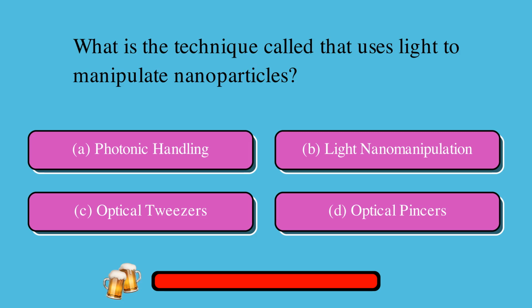What is the technique called that uses light to manipulate nanoparticles? A, photonic handling, or B, light nanomanipulation, or C, optical tweezers, or D, optical pincers? The correct answer is C, optical tweezers.